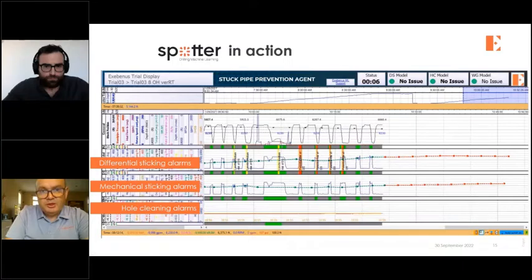So this is how it works. We wanted to make sure that it's a very clear indication. It's like a traffic light system: green, yellow, red. So it's easy to visualize, easy to understand, easy to interpret, and easy to act on.